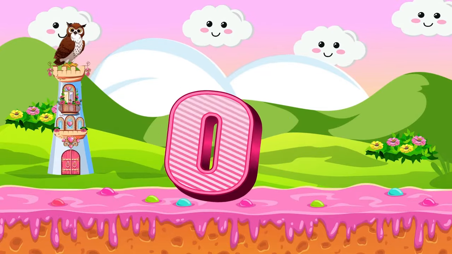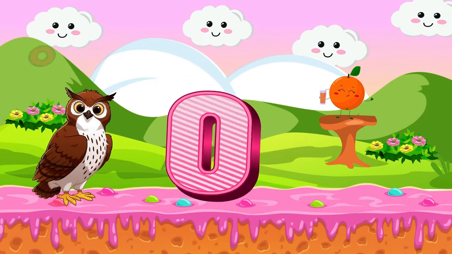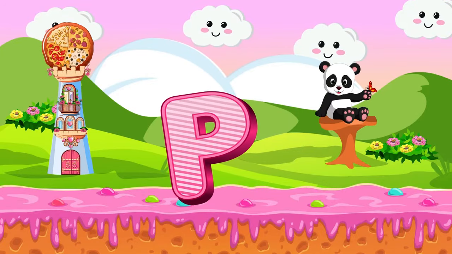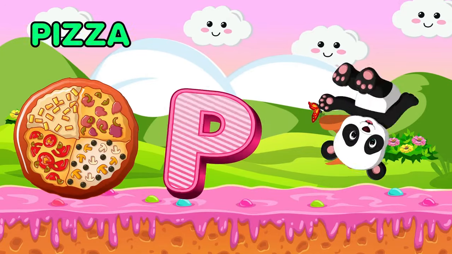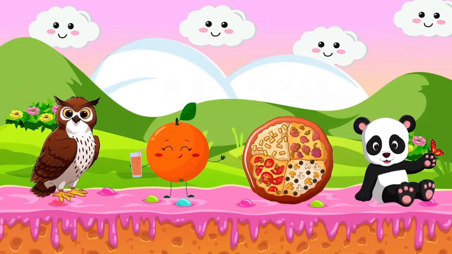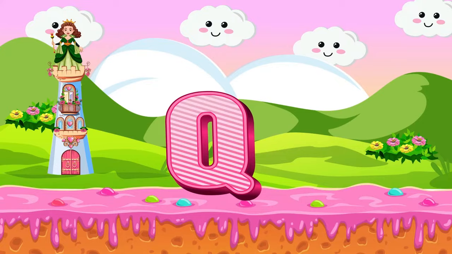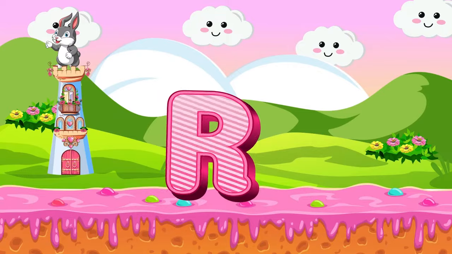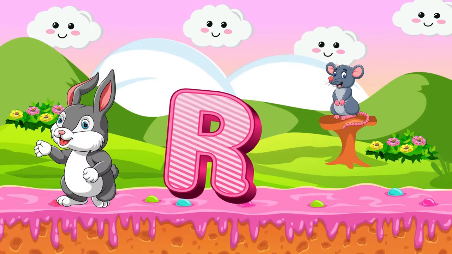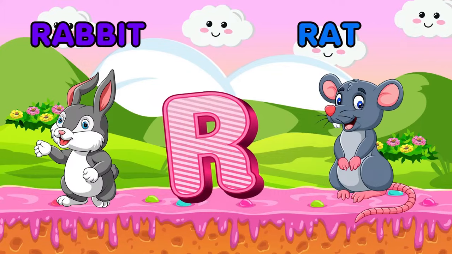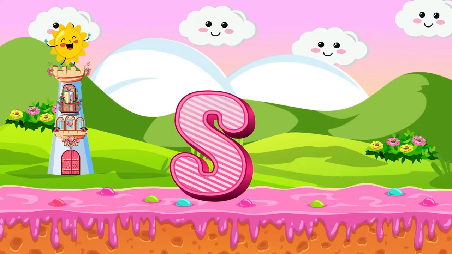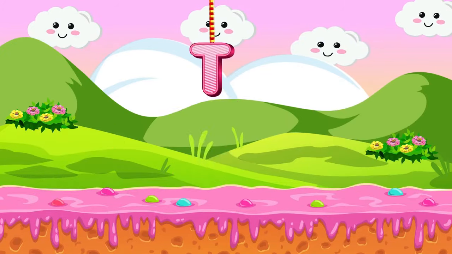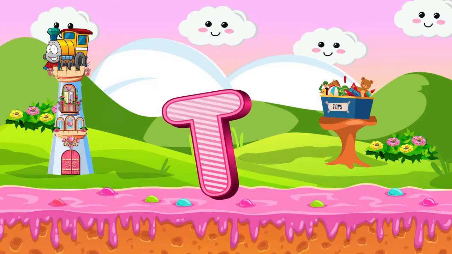O for owl, O for orange. P for pizza, P for panda. Q for queen and Q for quilt. R for rabbit, R for rat. S for sun and S for sea. T for train, T for ties.